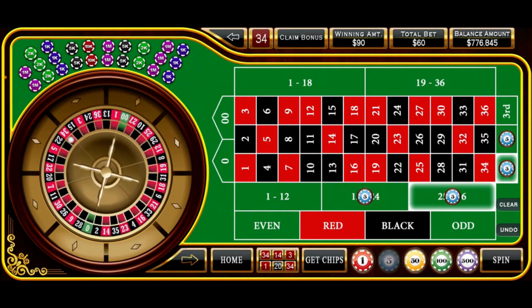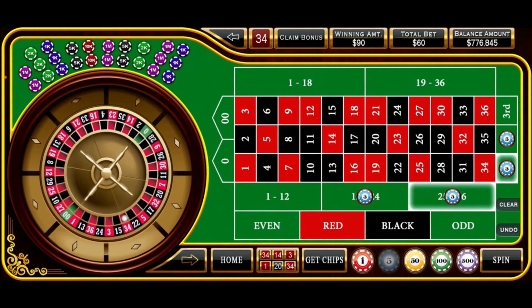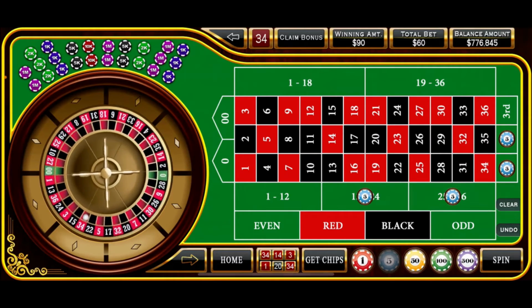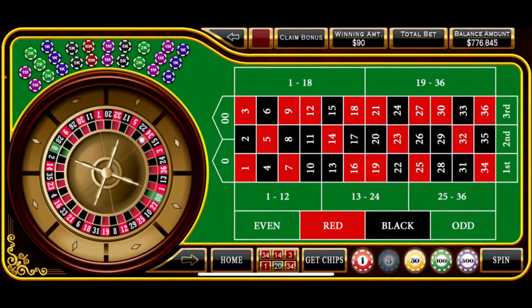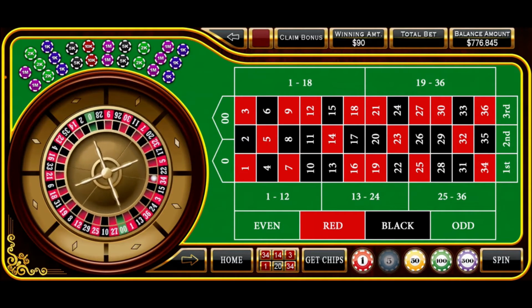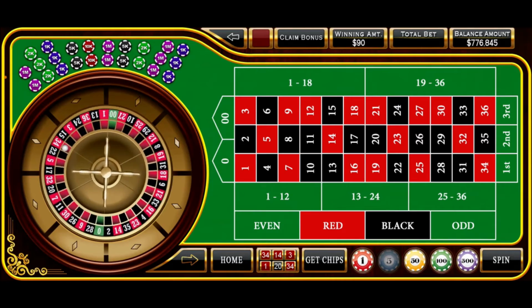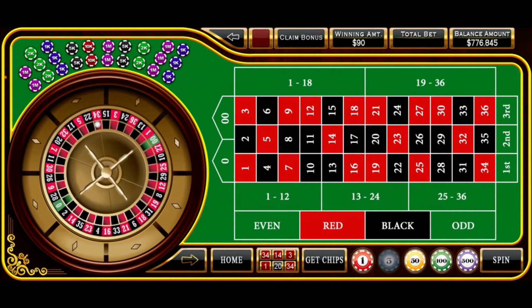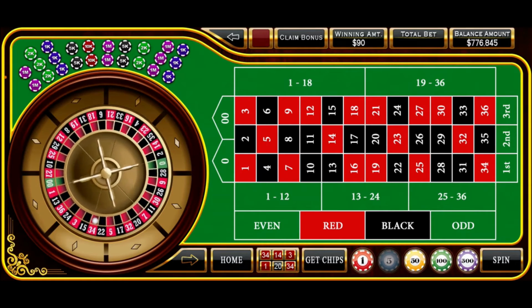So that's $776,845. And we'll clear these out. And so that is the Fab 4 Fibonacci system. That's how it works. We did have pretty good success with it. We did not get above the 5-unit level as far as our bets go.